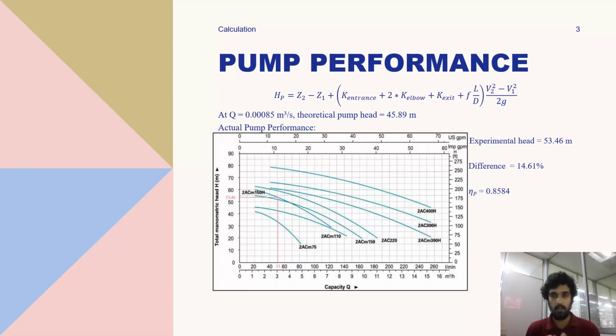A small portion of that difference is because of the rounding that we did in our calculation, but most of it is because we did not consider the pump efficiency because we did not know how much it would be. So from this we can obtain the pump efficiency value, which is 0.8584 or 85.84%.